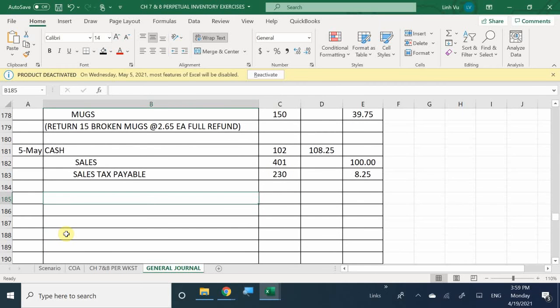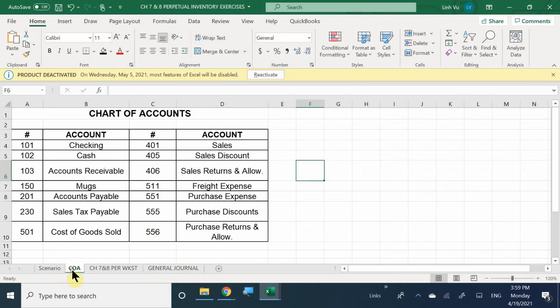Now let's go ahead and record how many items we sold. So in this case, we need a cost of goods sold. And where are we taking this cost of goods sold directly out from? We're taking it out from our mugs. So let's recognize what account number is my cost of goods sold. 501. And the mugs was 150.